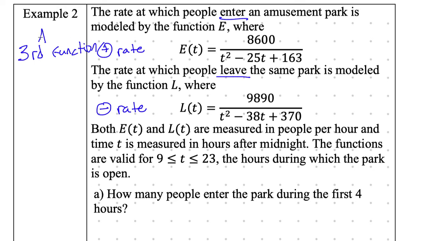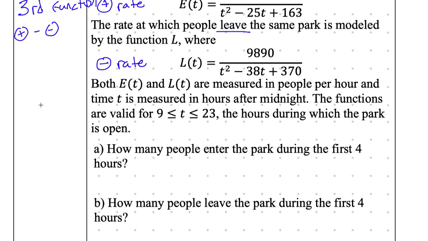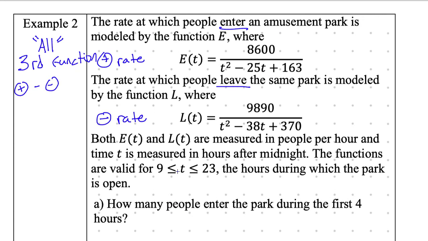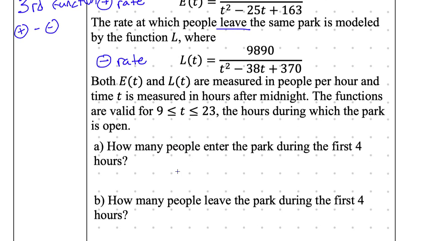So your third function, which is kind of your all function, encompasses both your rates. It's going to be your positive rate minus your negative rate. I feel like this is the exact same question and problems we did. Yeah, they're very similar. One's talking about rates, one's talking about total change. This is the number of people instead of how fast those people are entering or leaving. And it's really cool to be able to compare these notes to our previous notes to see how they compare and contrast.